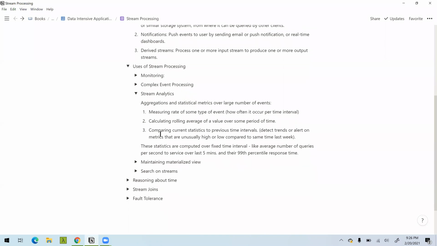So basically, when you're building these kinds of systems, you are computing your statistics over a fixed time interval, right? Like, let's say you are taking the average number of queries over 5 minutes of time, right? And over 5 minutes of time, you can calculate the average, and you can calculate the response time, that is, the 99th percentile of the response time, right?